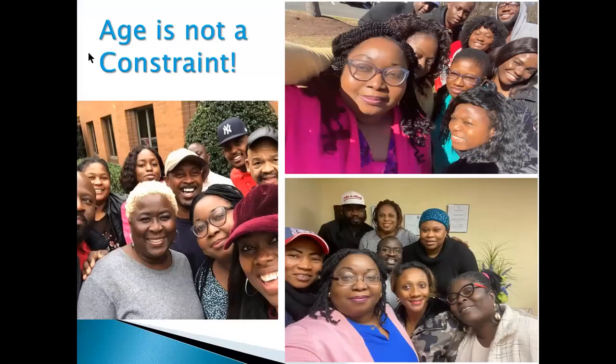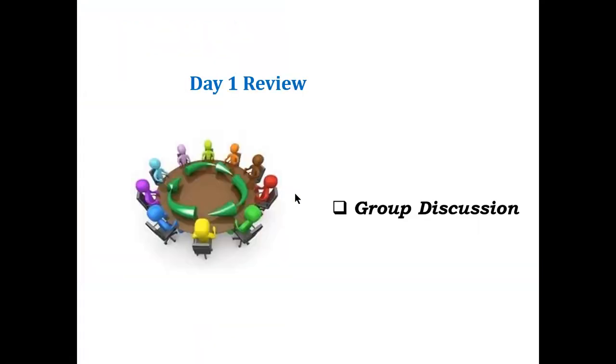So this is one of our classes, and this is also one of our classes. These are different classes. You can see different faces. So age is no barrier. All these people are doing well. Age is not a constraint. You can see different age groups on this. What I'm showing here is that we are a family. I don't see anybody differently, I love everybody the same way. I support everybody the same way. That's just how it is, and that's what we do.